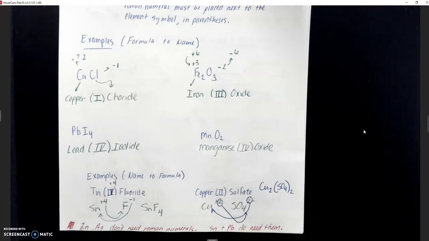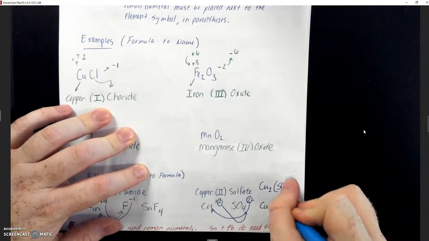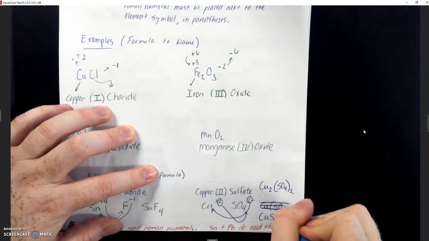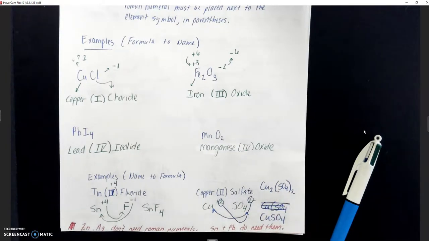Now is this the right way to write this formula? You're probably going to say no, judging by the tone of my voice, and you would be correct. Even though mathematically it is correct, whenever the subscripts can be reduced, they should be. The common factor between 2 and 2 is obviously 2. So this is going to reduce down to just CuSO4. And actually, I don't need the parentheses. CuSO4. So in any situation where you can reduce the numbers down, you definitely should.